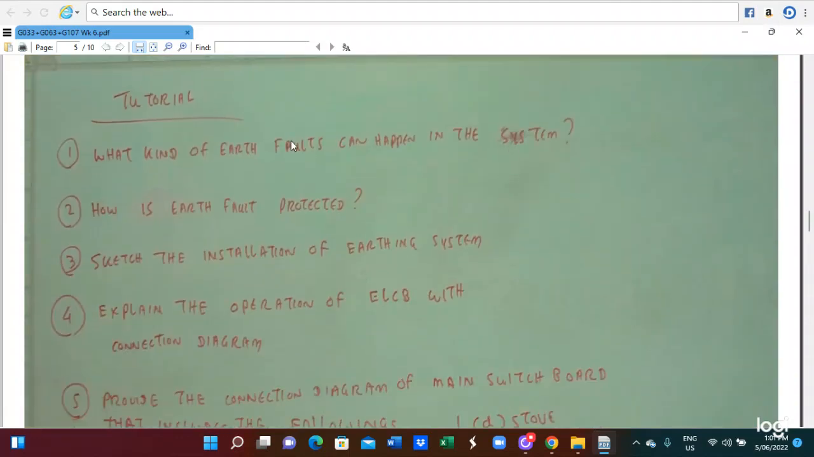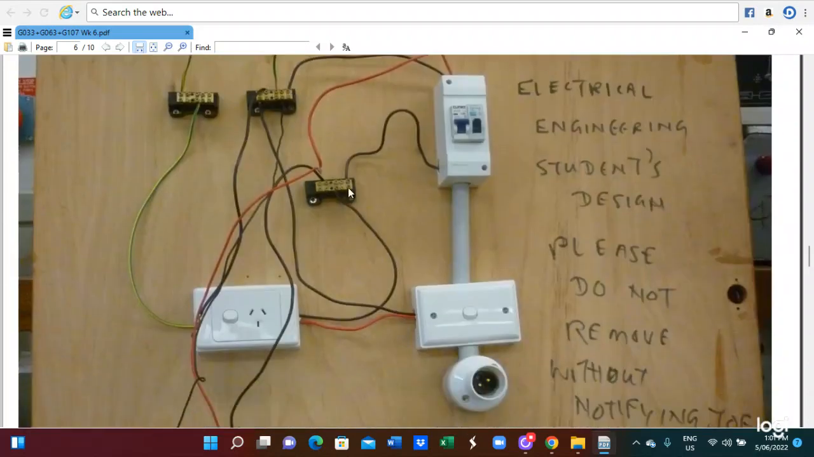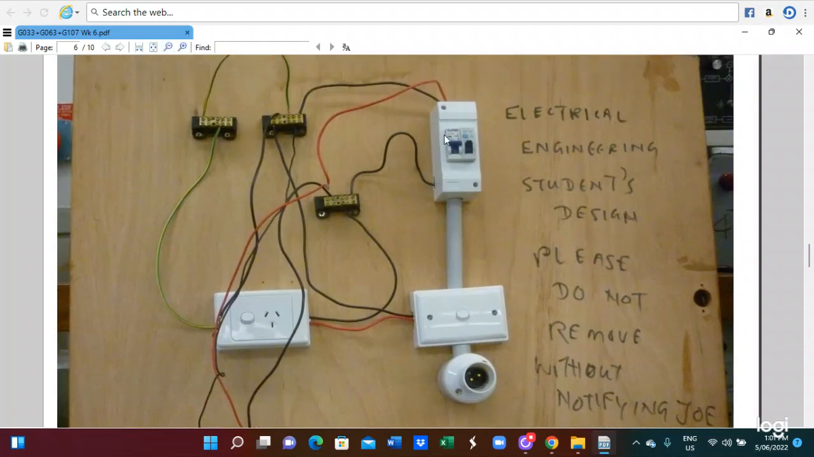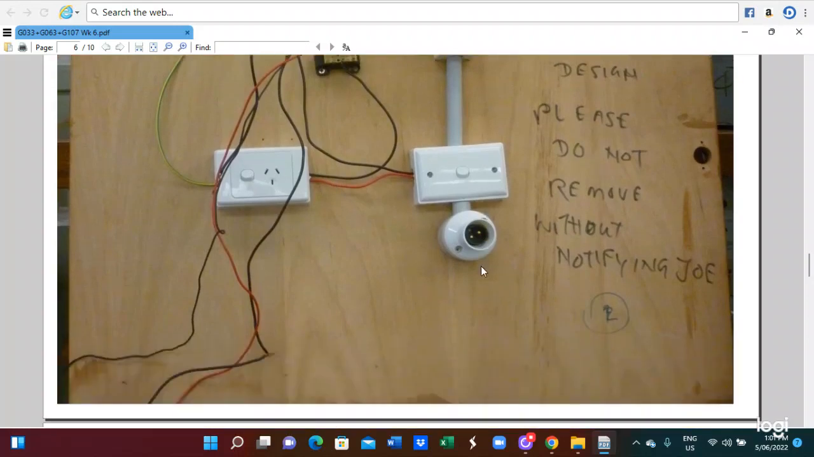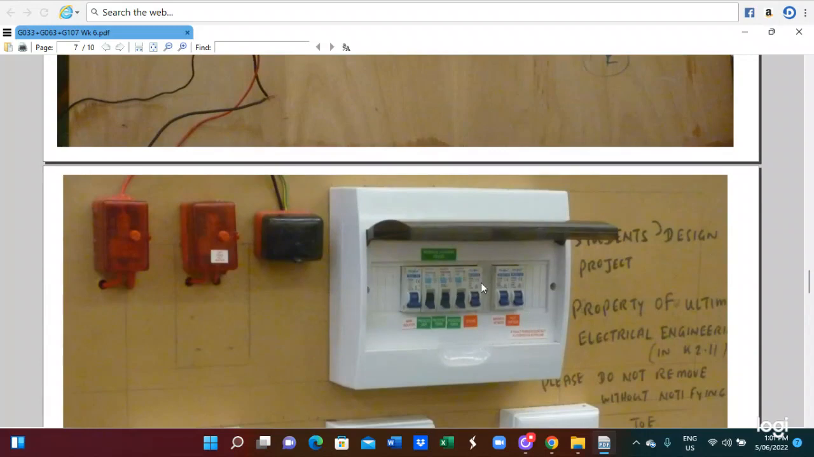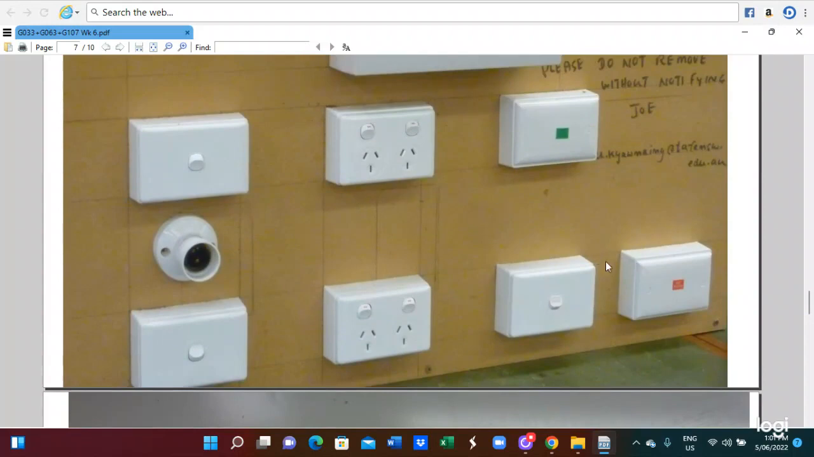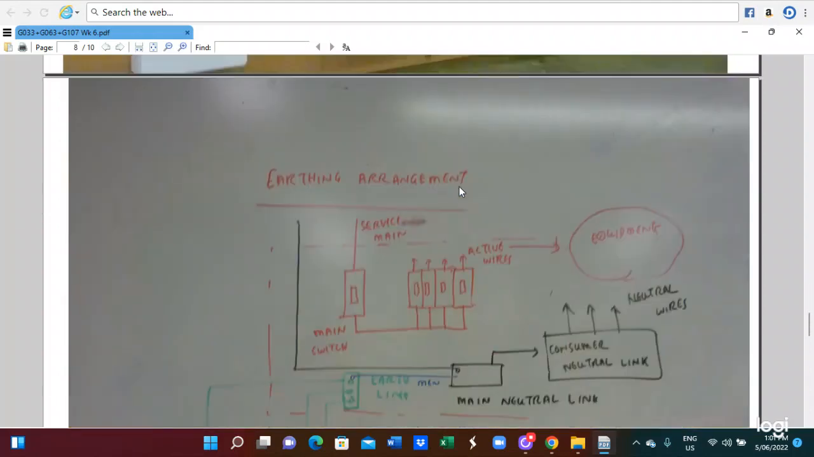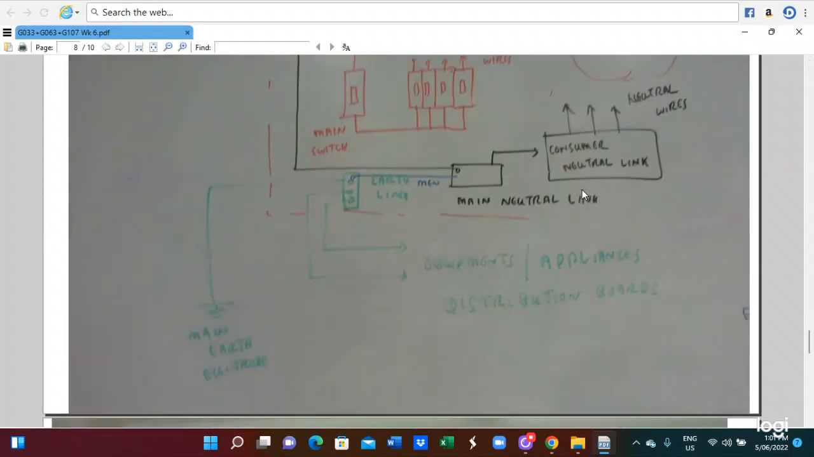After that, you have to do the tutorial questions and answers. Here is a typical wiring system. This is the consumer neutral link, the supply neutral link, and this is the supply. This is for the switchboard, and this is the lighting and power switch, a typical connection. This is a connection of the main switch. This is the arrangement of the main supply, with the main switch here. This is the active wire, also the main utility, the consumer utility, and equipment connection like this.